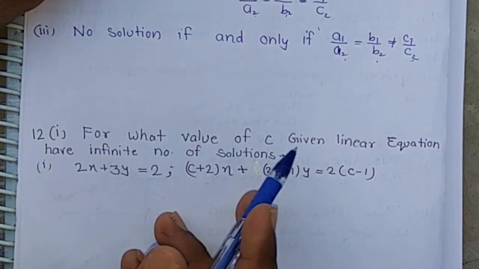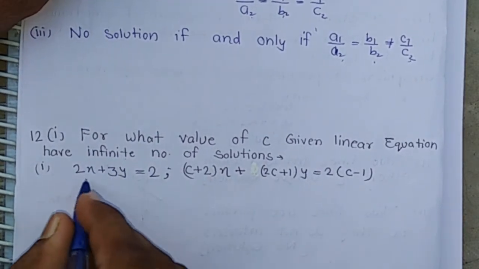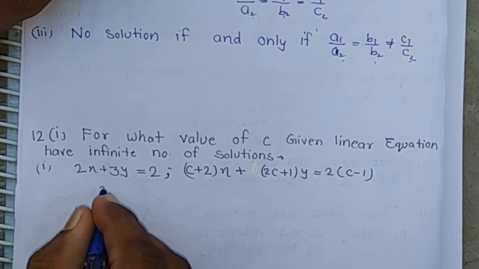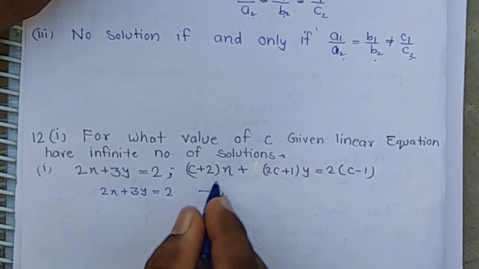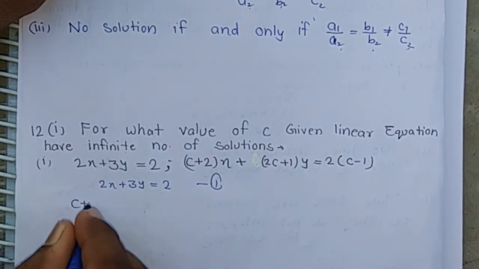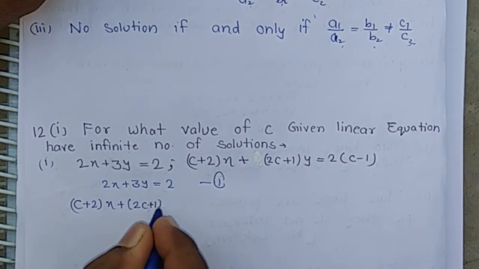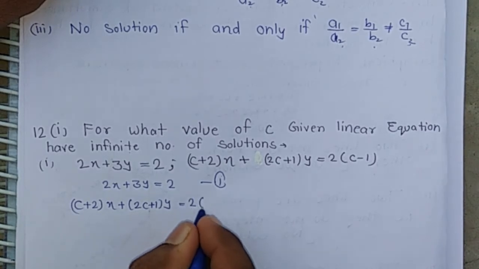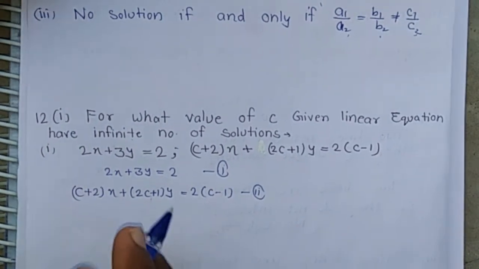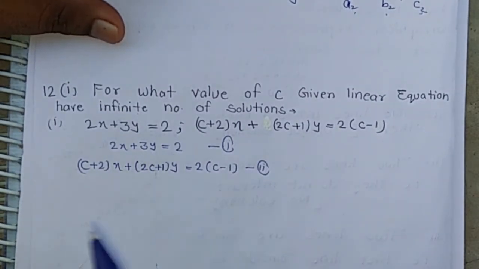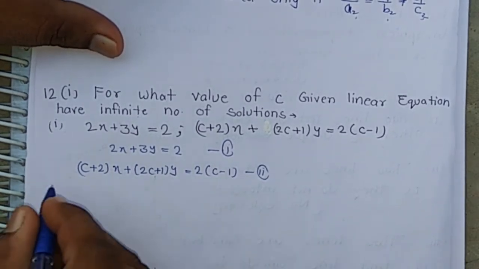For what values of c does the given linear equation have an infinite number of solutions? The first linear equation is 2x plus 3y equal 2, and the second linear equation is c plus 2x plus 2c plus 1y equal to c minus 1, and we have to find the value of c if these two equations have an infinite number of solutions.